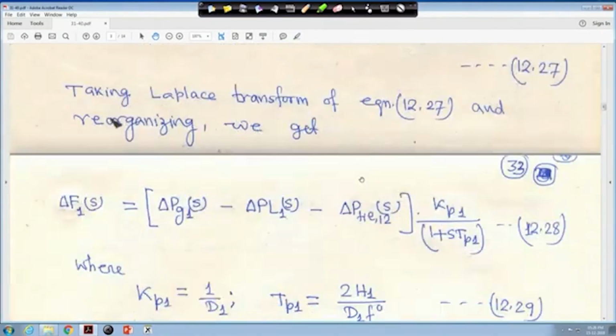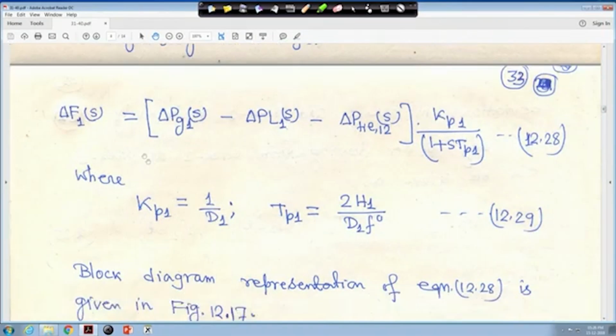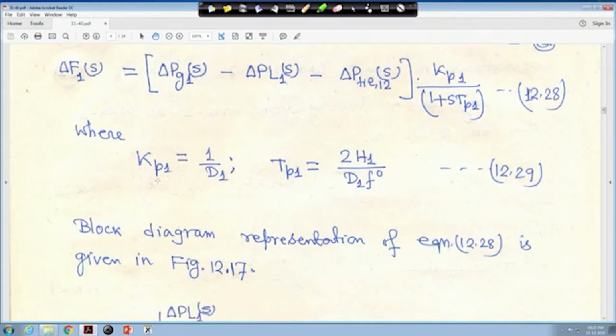Now if you take the Laplace transform of that, delta F 1 s will be delta P g 1 s, again and again I will not put s because it is understandable, minus delta P L 1 s minus delta P tie 1 2 s into K p 1 upon 1 plus s T p 1. The way we simplified for the isolated system, here also you do that. For area 1, K p 1 will be 1 upon D 1 and T p 1 will be 2 H 1 upon D 1 F 0. So this is equation 28 and this is equation 29.